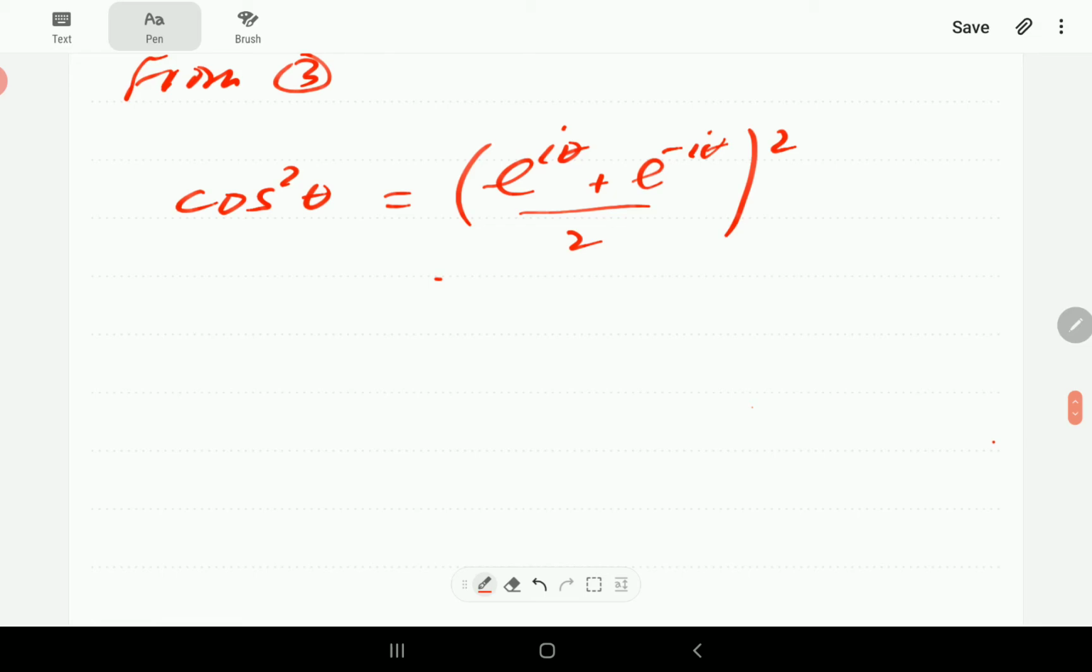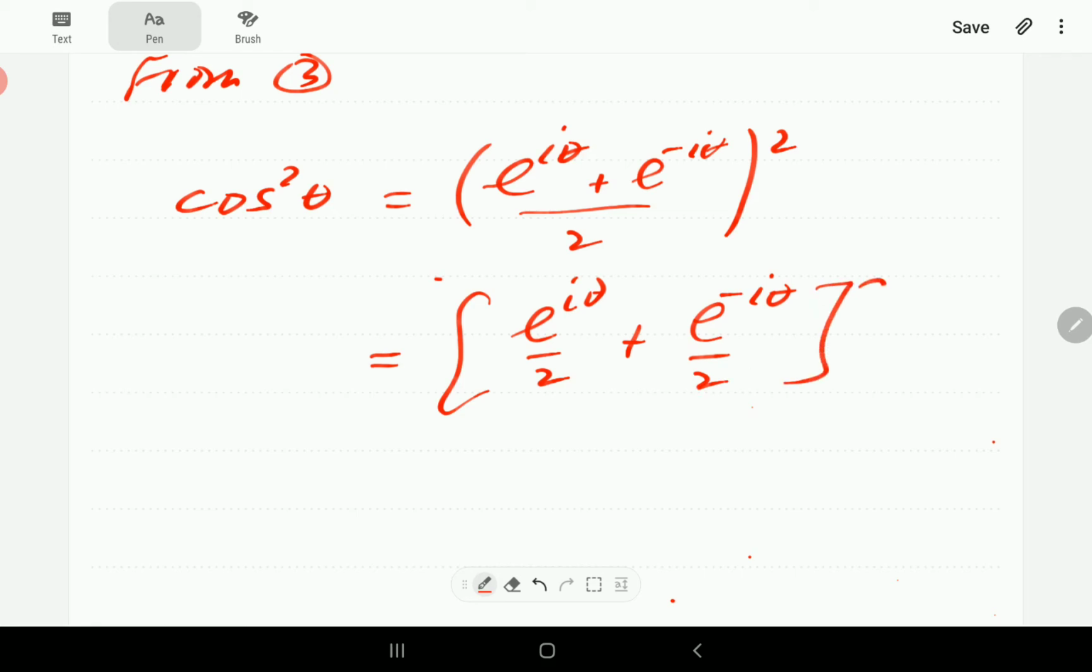Then we're going to expand the right hand side using the binomial. So for the denominator it's 1 over 2. There are a number of ways we can do this. Maybe let's do this. Let's write this as e to the i theta over 2 plus e to the minus i theta over 2. So those are our two terms.